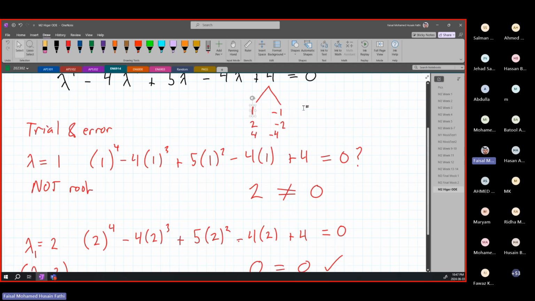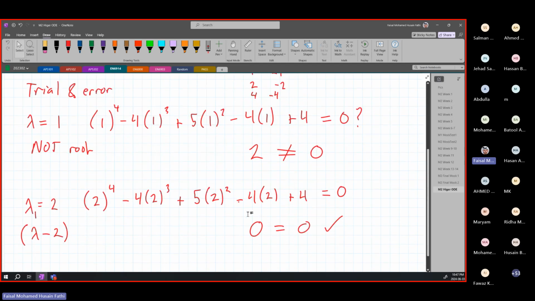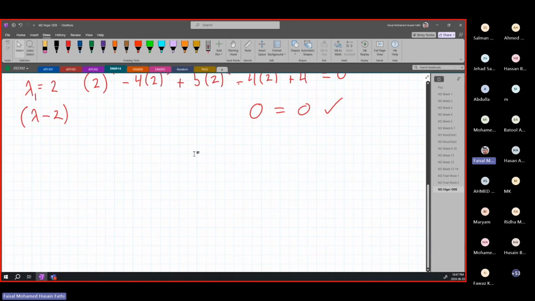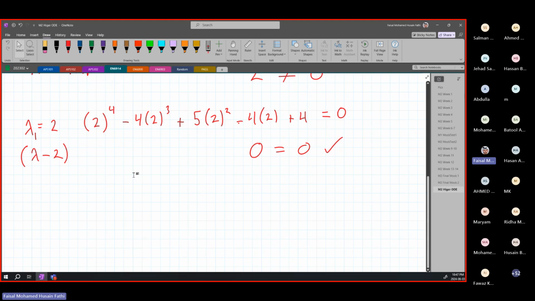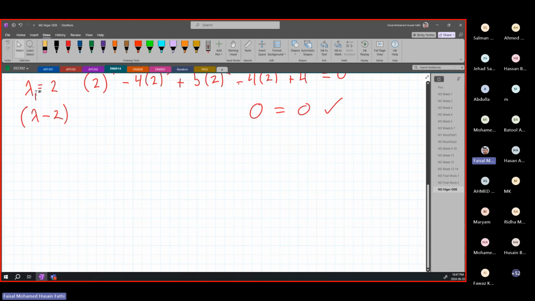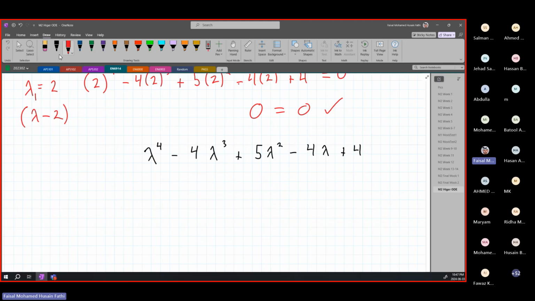You can test the number until you basically get at least one of them to be 0 equals 0. Because once you do that, then you can simplify, and then you can get out one of the powers and move on. So now that we know that lambda minus 2 is a factor, lambda 1 equal 2 is a factor, I should say. So we bring this down here, and we do what we did previously.